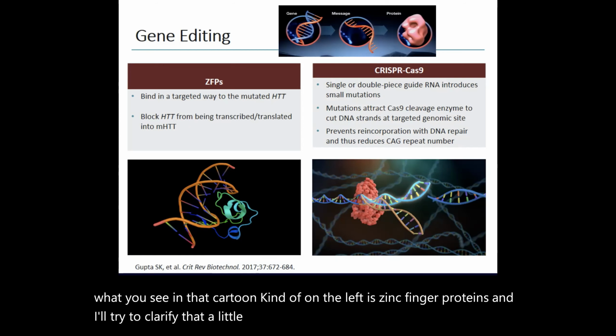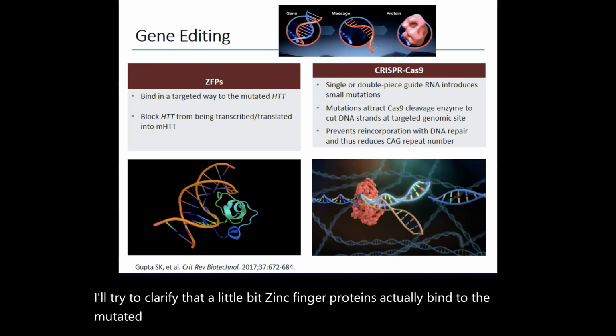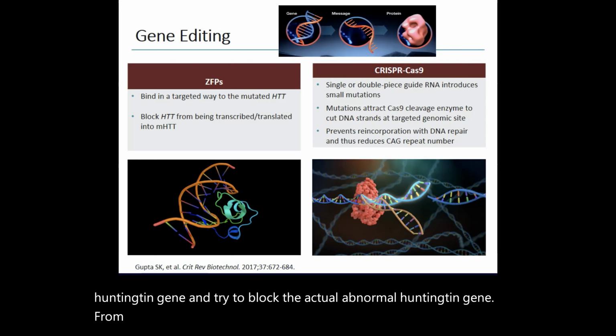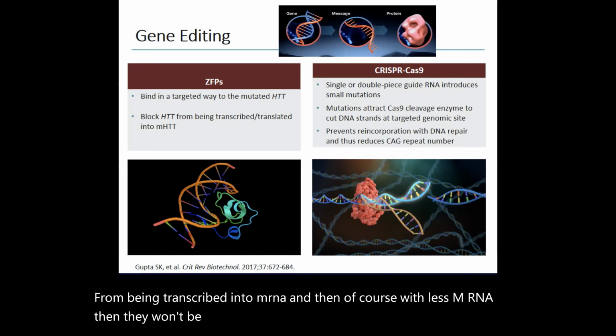Zinc finger proteins actually bind to the mutated Huntington gene. So they bind to the abnormal Huntington gene and try to block it from being transcribed into mRNA. And then, of course, with less mRNA, it won't be translated into protein.